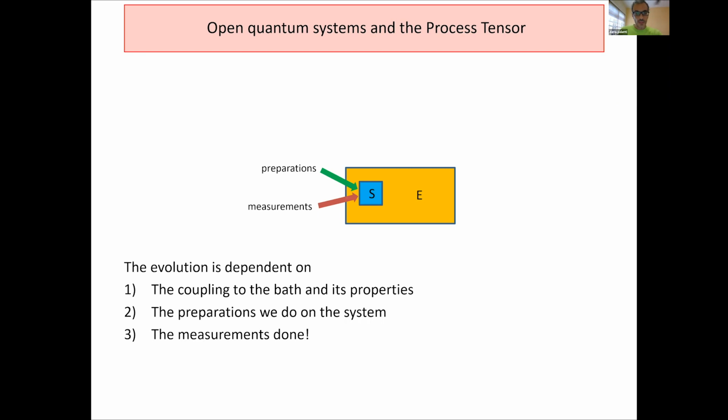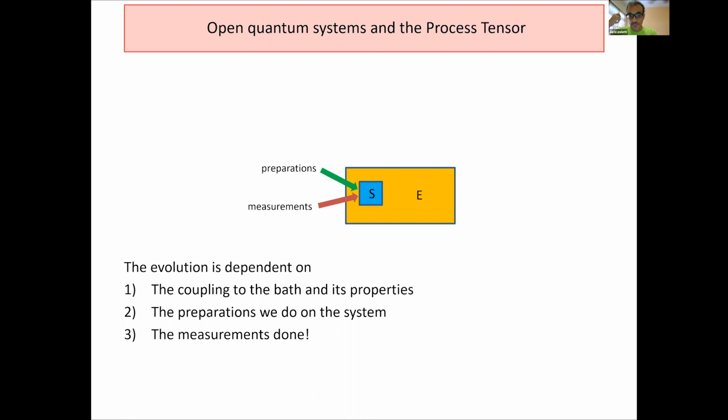Okay. So how can the environment affect a system? There are different ways. The evolution of the system depends on several things. One is the coupling to the bath and its properties, maybe the temperature of the bath or the type of coupling that you have with the bath. And also, as the system progresses, you may want to do some preparations on it, or apply some unitary protocols or even some dissipative protocols on it.